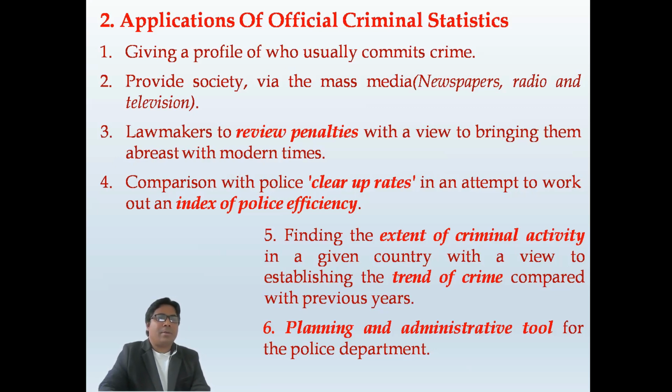Here, we can find the extent of criminal activity in a given country with a view to establishing the trend of crime compared with previous years. Researchers and professionals in the criminal justice system use official criminal statistics to establish the trend value. That means they will see the trend from time to time: what types of crimes were there in previous years and what types of crimes are there in the current year. It may take the trend of 5 years, 10 years, or 15 years. If you want to know about trend value, you can listen to my lecture on time series. So it helps for comparison.